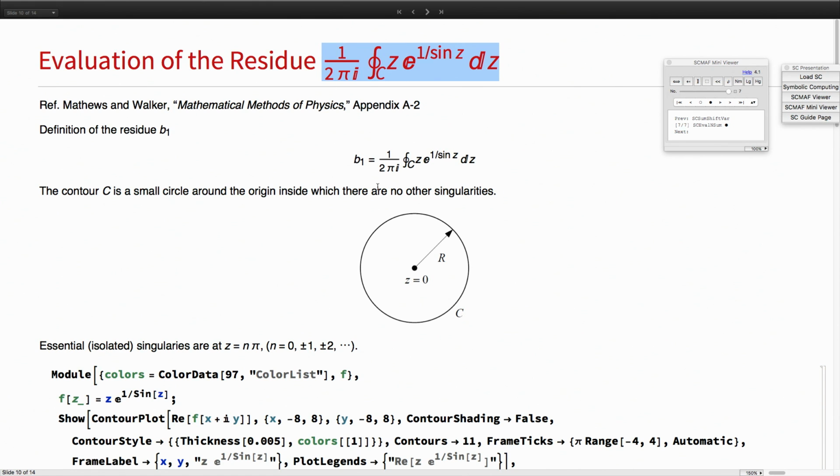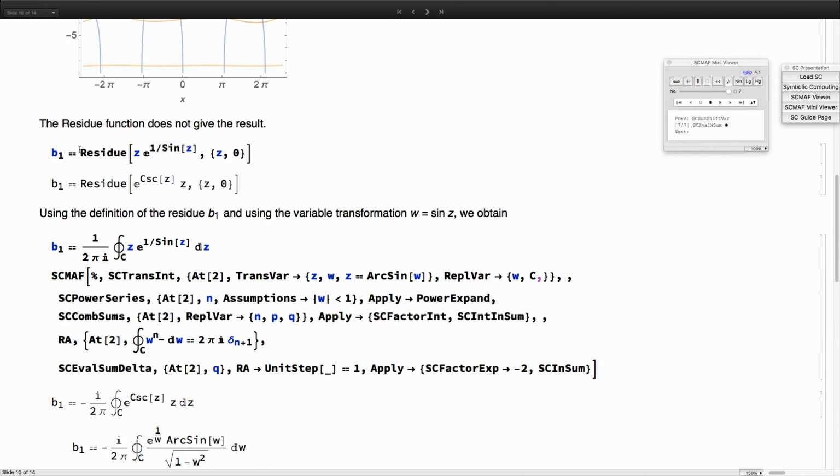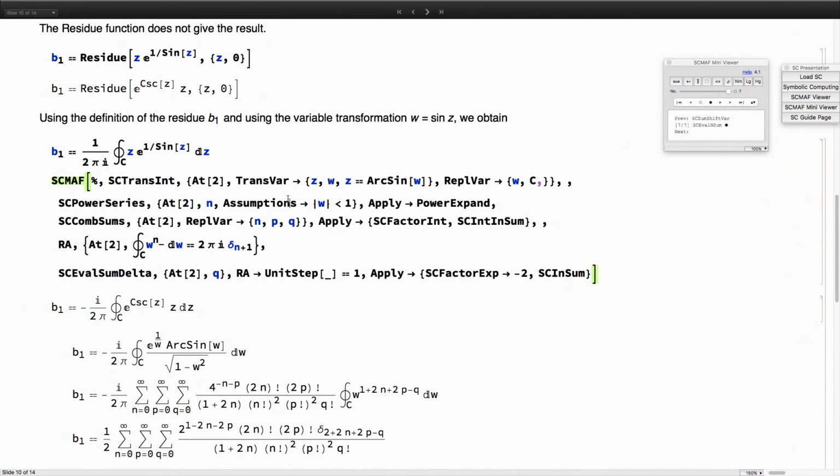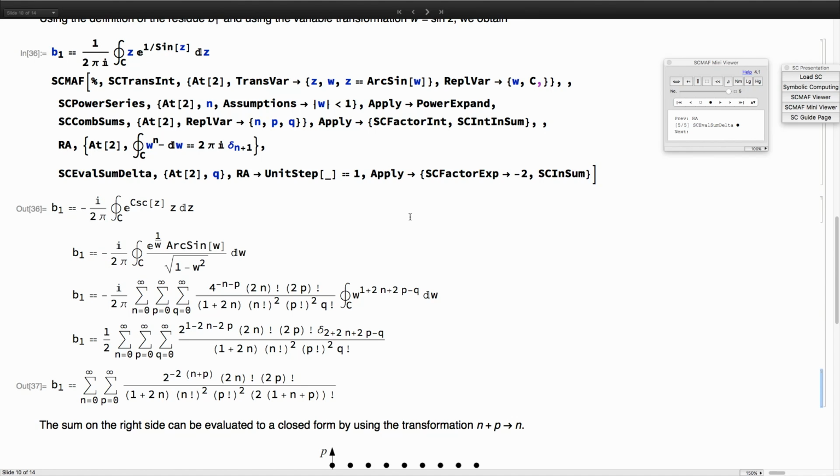Well, this one has an isolated singularity. And if you evaluate it using the system function, it doesn't evaluate. But using this definition again, and then doing the transformation and expanding into a power series, and combining the double sums, and then using this formula from the complex variable, then we have this result.